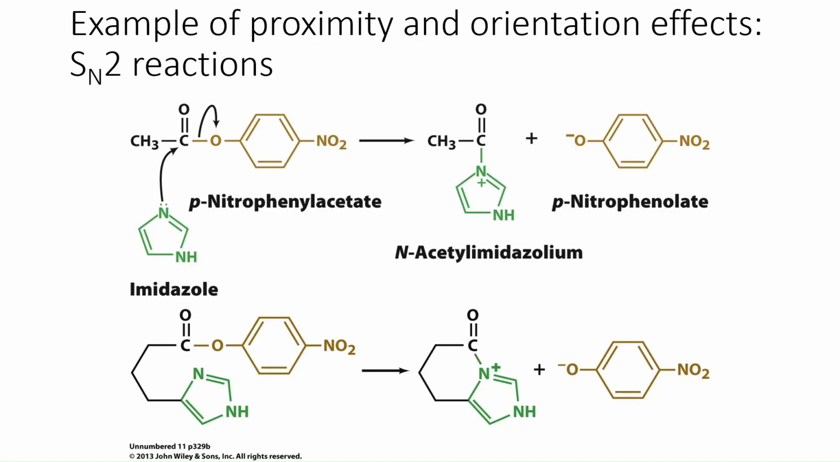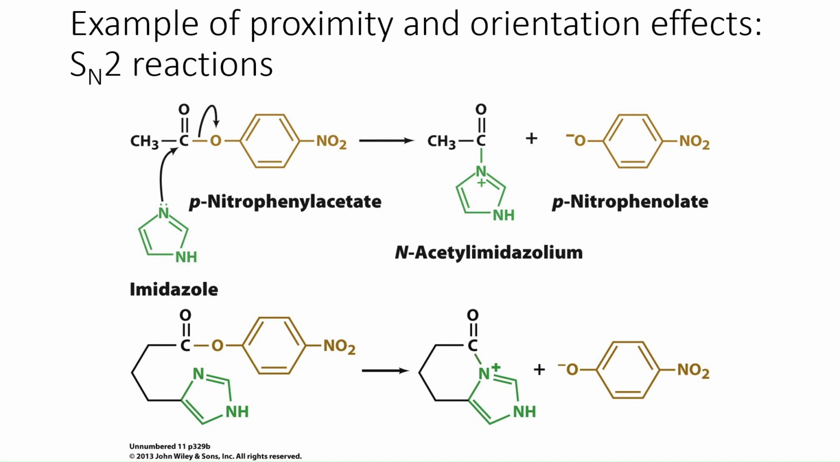So let's talk about an example of proximity and orientation effects. We're not actually looking at a specific enzyme here, we're just looking at this SN2 reaction to help get an idea of what proximity and orientation can do to help. So we have our initial reaction at the top. So we have imidazole, which is shown in green, that is doing that lone pair on the nitrogen is doing a nucleophilic attack onto this carbonyl carbon in the paranitrophenyl acetate molecule that we're showing at the top.